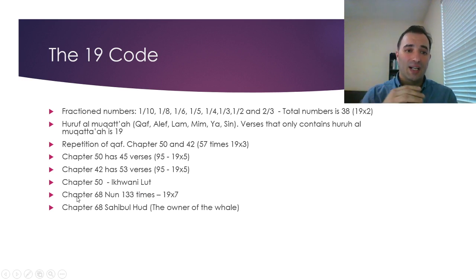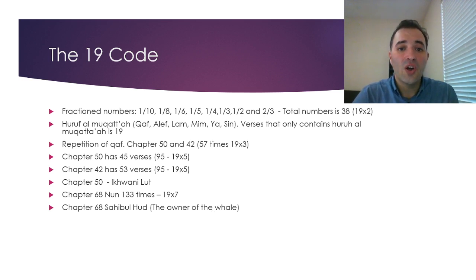Okay, another example: chapter 68 starts with the letter Nun. It's a particular verse. Chapter 68, it's Nun. And that particular letter in the entire chapter is repeated 133 times, which is 19 multiplied by 7 exactly. And in that chapter, there is a word which is Sahibul Hut. Sahibul Hut means the owner of the whale.